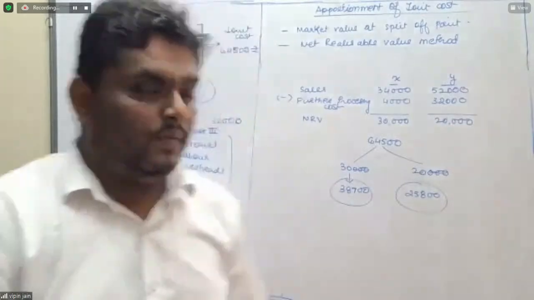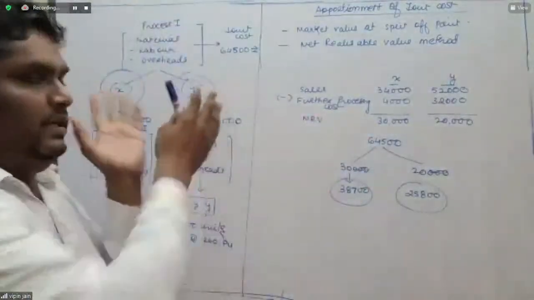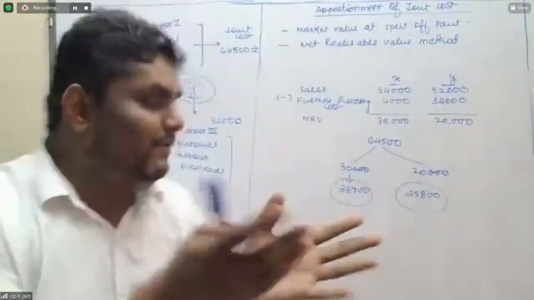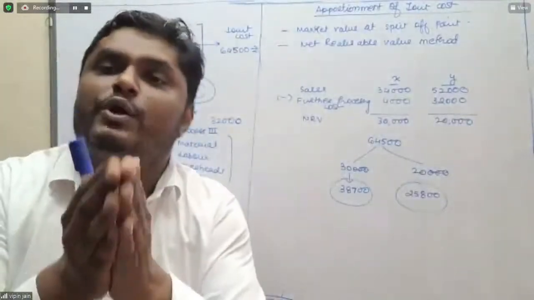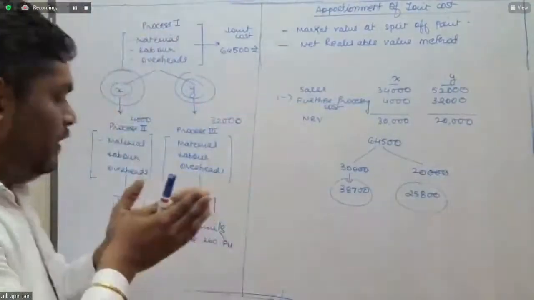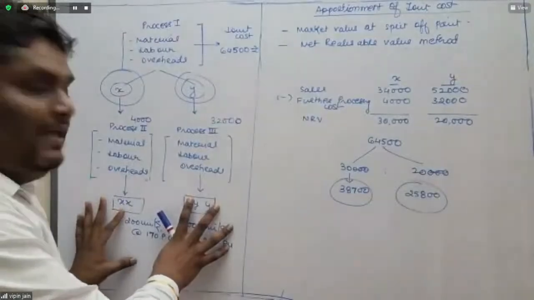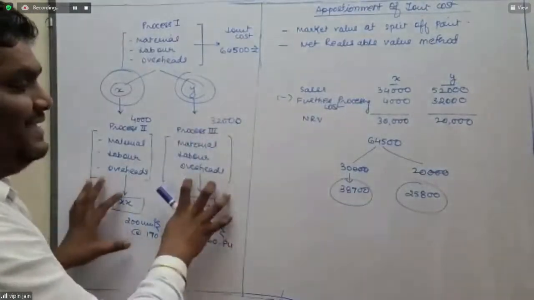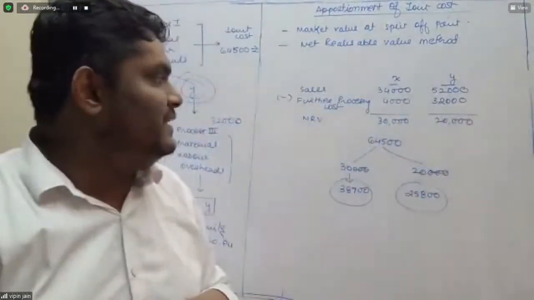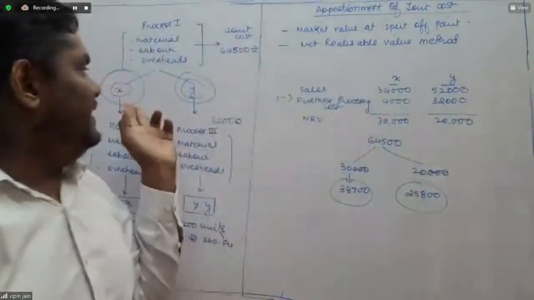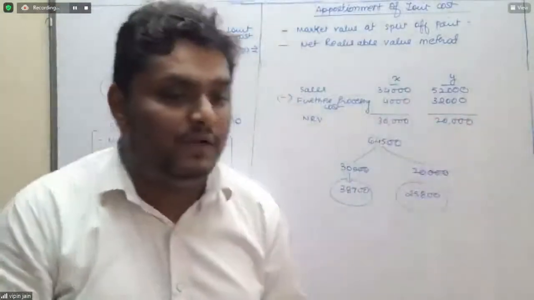Okay, sir. Fine. So, guys, if the market value at split off point is given, it's very easy for us. If the market value at split off point is not given, we will calculate the dummy market value at split off point. That is, we will apportion the joint cost in the ratio of net realizable value. When talking about net realizable value, we'll take the selling price of the final product, that is double X and double Y, that we have got after further processing, minus the selling expenses, minus the further processing cost. This is how we will get the net realizable value of X and Y. So now we have got the dummy market value of X and Y. So the joint cost of 64,500 will be apportioned in the ratio of 30,000 is to 20,000.